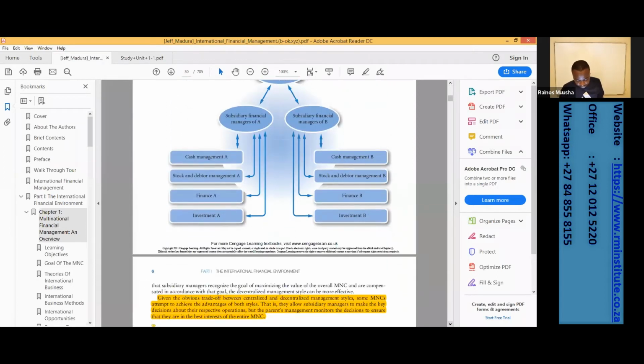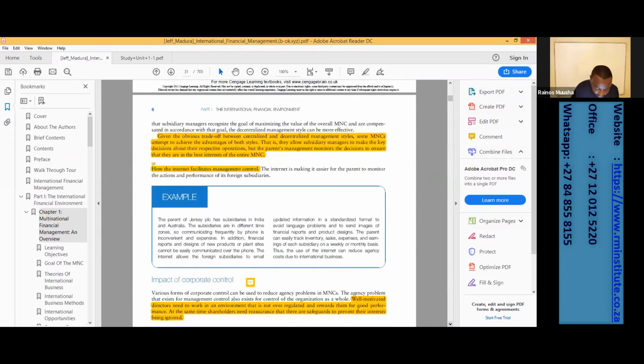All right. Then after this, on the next paragraph, they say, given the obvious trade-off between centralized and decentralized management styles, some multinational corporations attempt to achieve the advantages of both styles. So they allow subsidiary managers to make the key decisions about their respective operations, but the parent's management monitors the decisions to ensure that they are in the best interest of the entire multinational corporation.